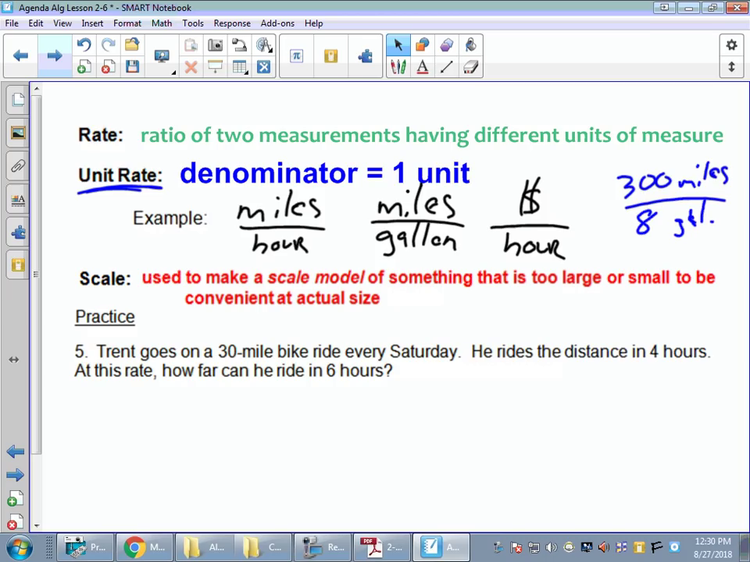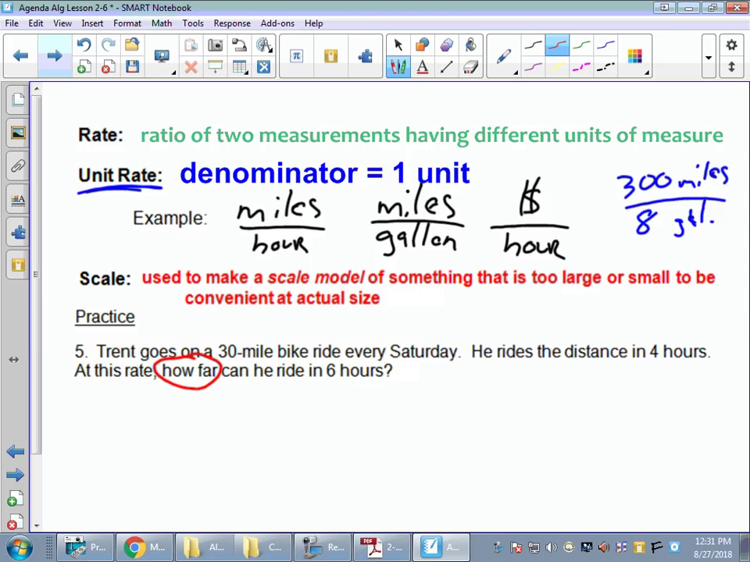So let's talk about Trent and his 30-mile bike ride. And he goes on this 30-mile ride every Saturday. And it takes him 4 hours to do it. And at this rate, how far can he ride in 6 hours? So every word problem will ask you at some point what they're looking for. So they're asking for how far can he ride in 6 hours. We're looking for distance here.